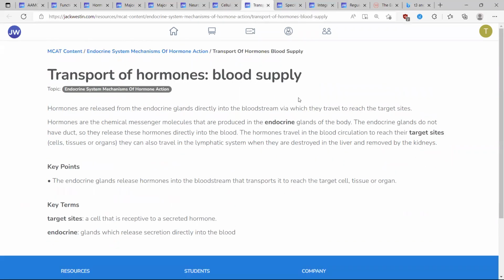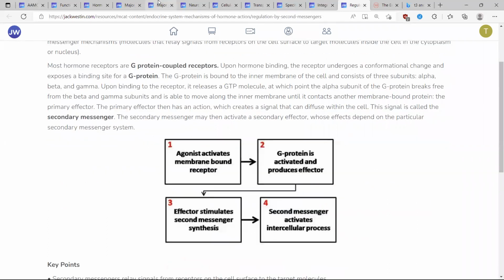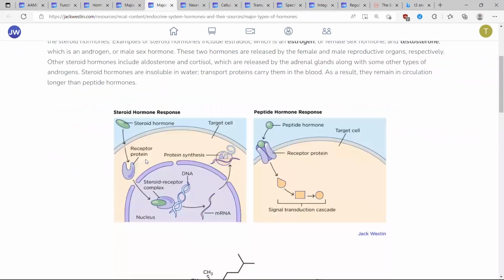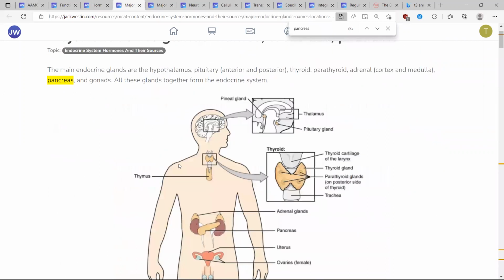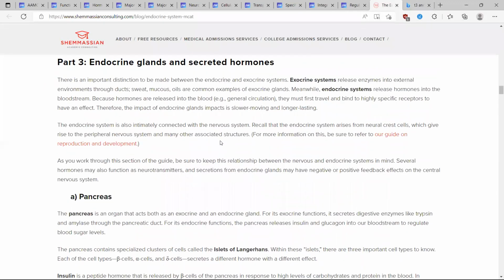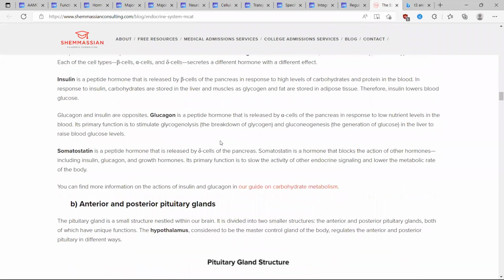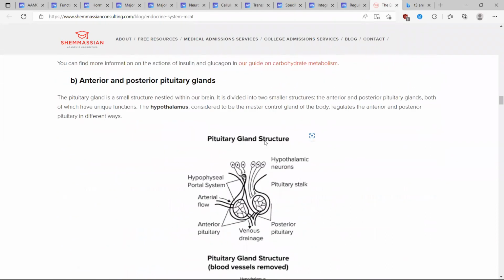Where's the picture? This one. Types. Here it is. Okay. So let's see, what are we starting with? The pancreas. I would rather start here.